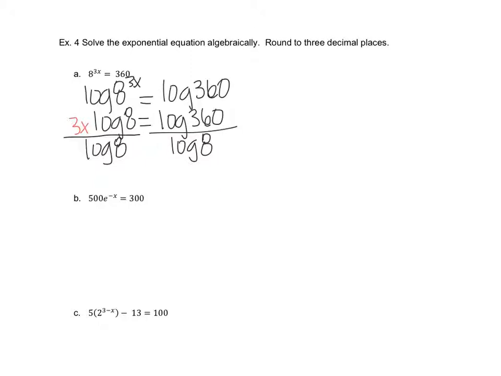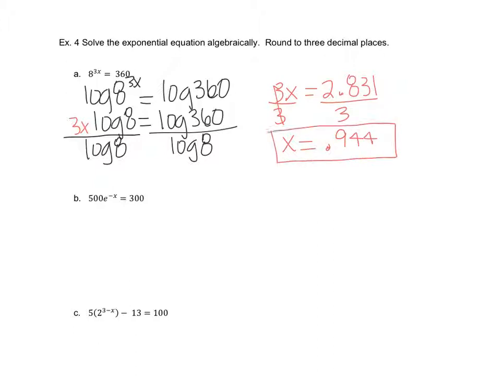So what I've got left is 3x equals, when you do log of 360 divided by log of 8, you get 2.831. And then you're going to just finally divide by 3. So divide both sides by 3, and you get approximately 0.944 as your solution.